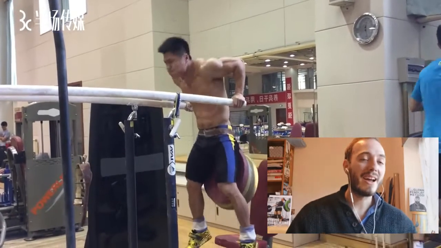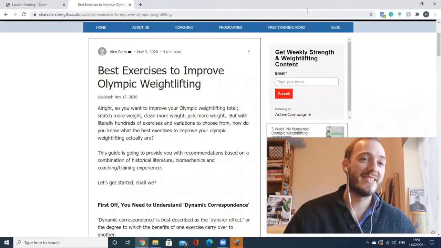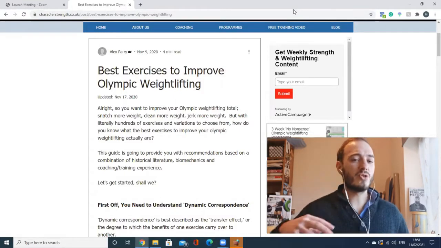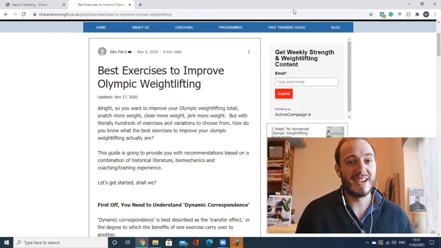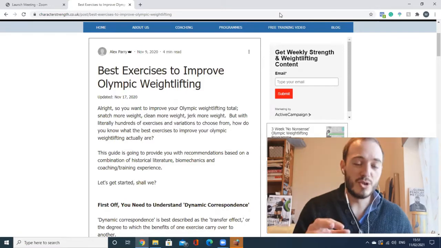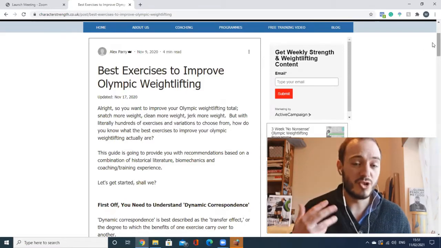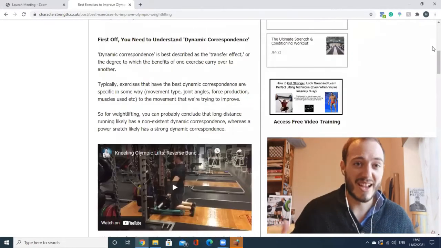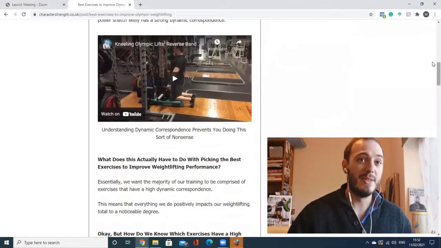So a couple of weeks back, I wrote an article titled "The Best Exercises to Improve Olympic Weightlifting." Basically, I was looking at when there's so many dozens, almost hundreds of exercises around, what can you do to clean more weight, to snatch more weight, to jerk more weight, without messing around with dozens of unnecessary exercises or things that are going to waste your time in the gym.